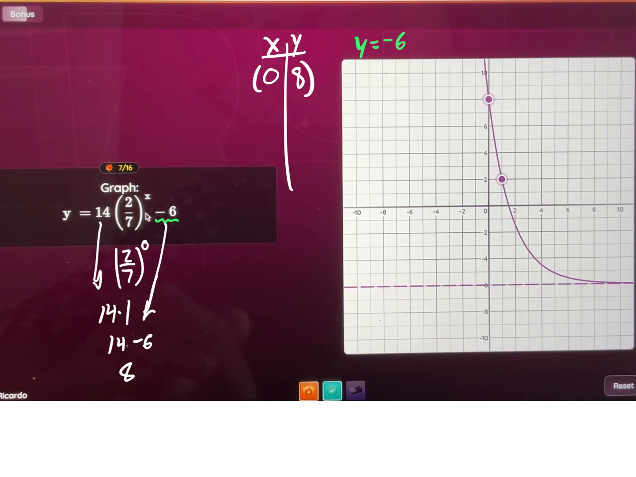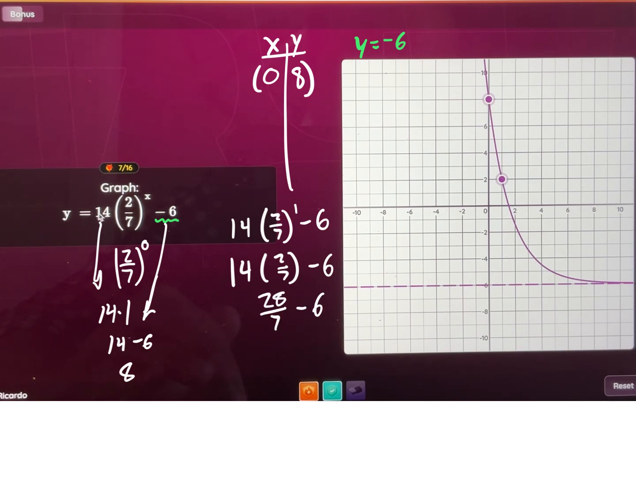Now go back and plug in a 1 right here. And again, you could do it with the calculator, I want to explain it right here. Plug in a 1, the 2/7 is still a 2/7. 2/7 to the 1 is 2/7. And then 2/7 times 14, well, that would be 28 over 7, which is 4. Or you could say 14 divided by 7 is 2, and 2 times 2 is 4. And 4 minus 6 is -2. So when I plug in a 1, I get out a -2.